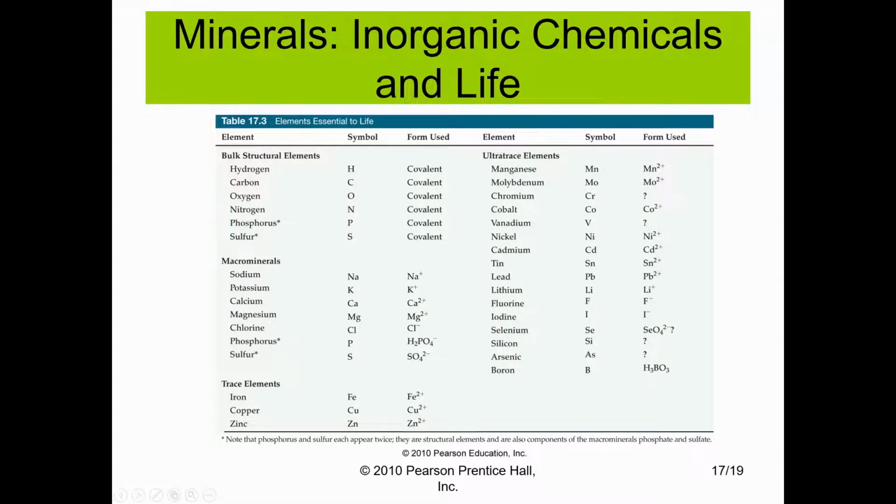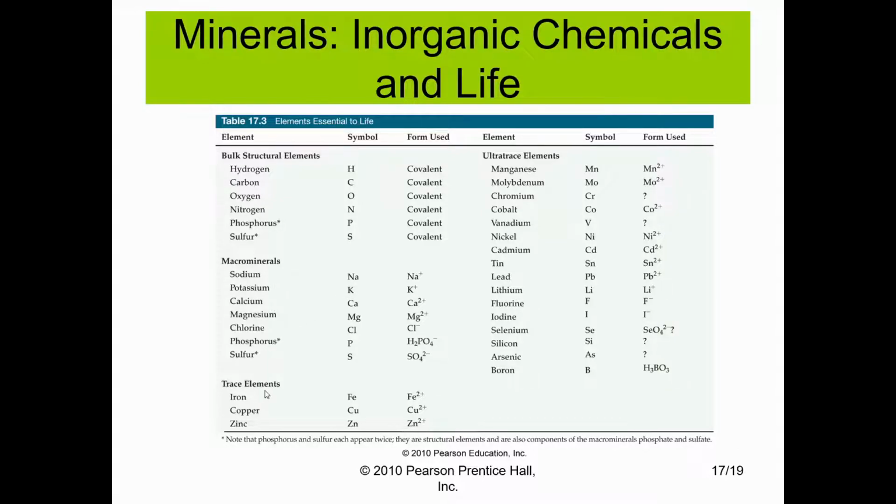In table 17.3, we can see all of the elements essential for life. Atoms like hydrogen, carbon, oxygen, and nitrogen are used to make fats, proteins, and carbohydrates. Macrominerals like sodium, potassium, and calcium are integral for neuronal function and can be obtained in a variety of different foods as well as within water.